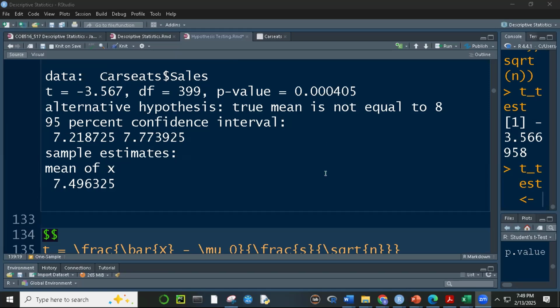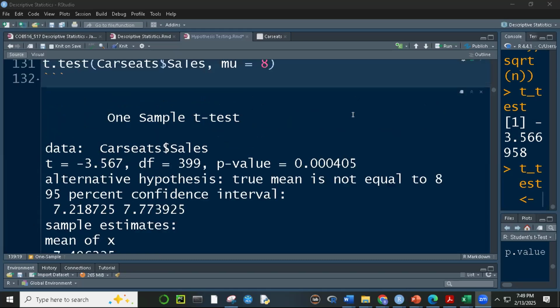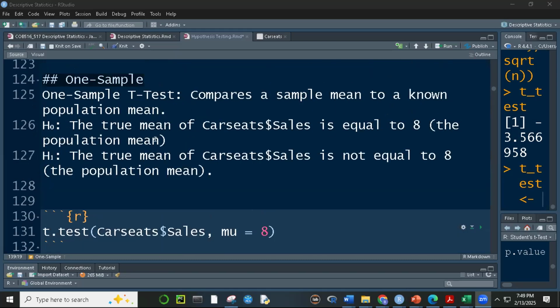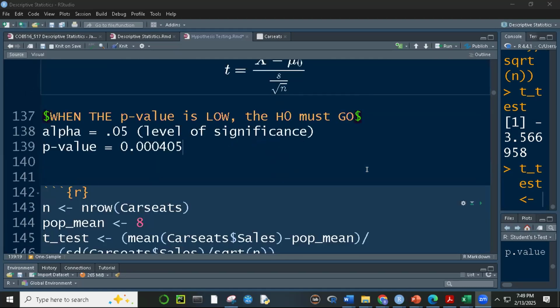So this is what that means, class. So what's the inference here? What's our answer to that question? The question is the sample mean, the mean of our company sales, is it equal to the population value? And the answer is no. We reject the null hypothesis that the true mean of our car sales is equal to 8. So it's a pretty straightforward analysis.